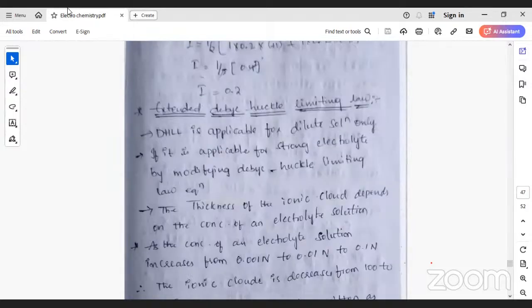Sir, in brief, can you take thermodynamics one more time? Some more blocks are there, so we have to finish those blocks first. After that, if time permits, we will discuss thermodynamics again. Yes, sir. Okay, thank you, sir.